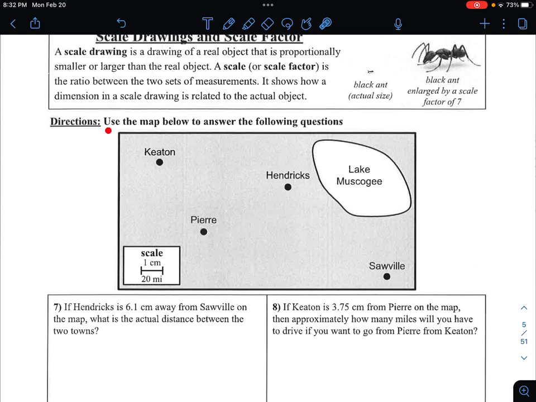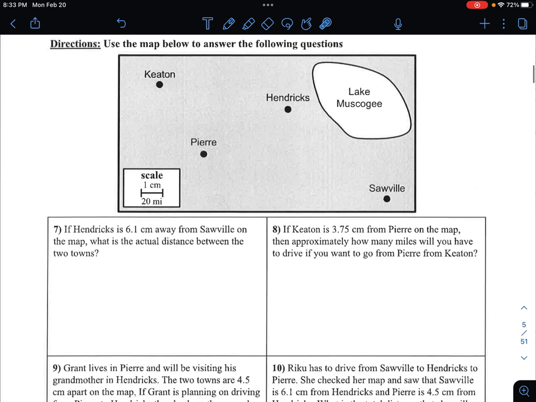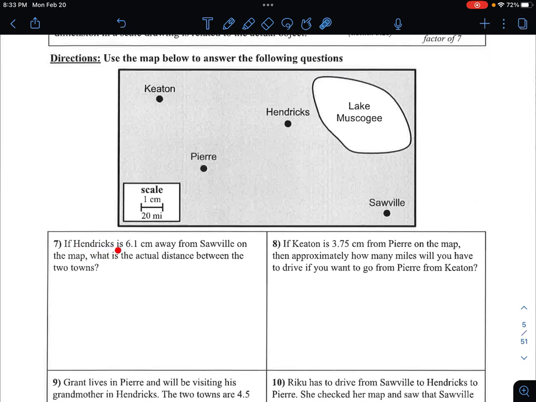So let's take a look. Use the map below to answer the following questions. All right, so we got a map. Looks like 1, 2, 3, 4 cities or towns. We got a lake. We got a scale right here. This is our scale factor. 1 centimeter equals 20 miles. So let's answer question 7. If Hendrix is 6.1 centimeters away from Sawville on the map, what is the actual distance between the two towns?